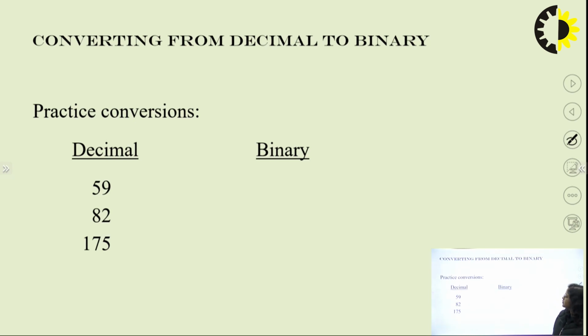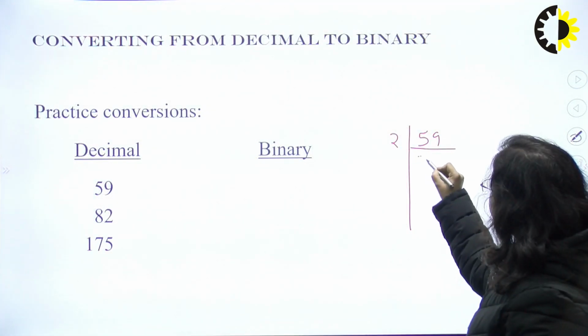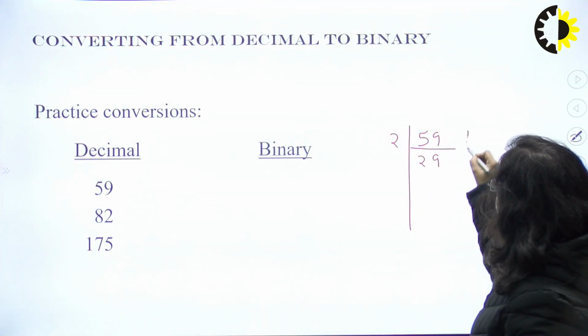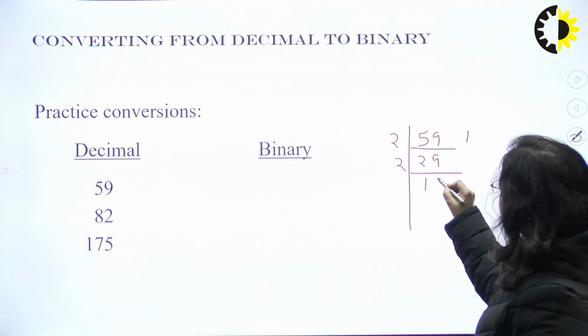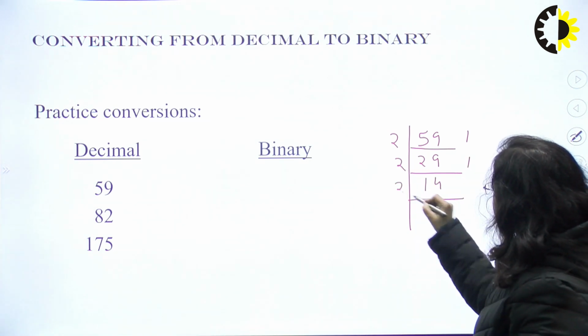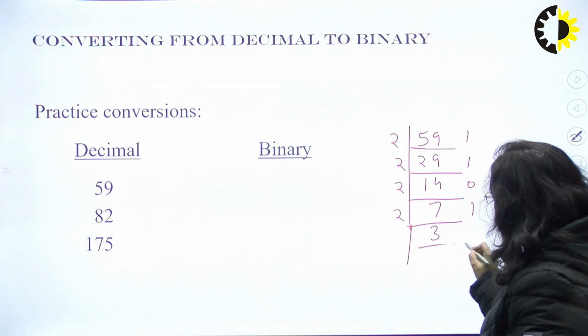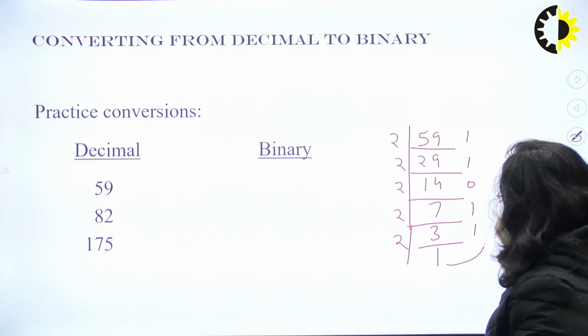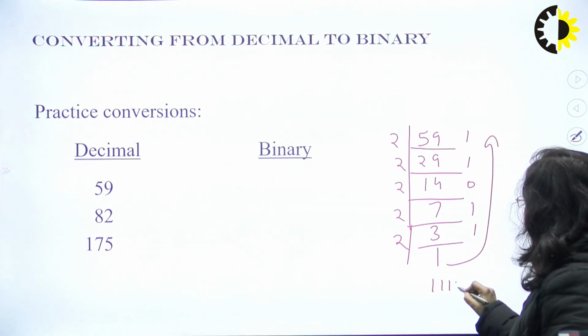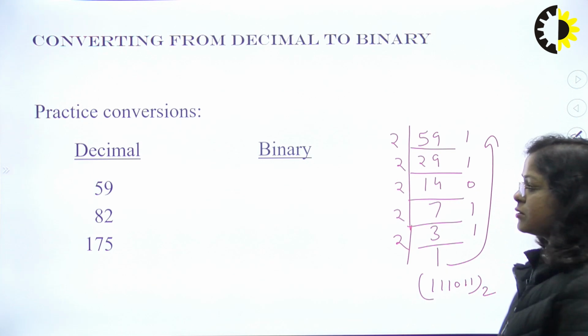And for decimal to binary, we have already seen that we divide the number by 2. I will do only one and then leave the rest for you all to practice. So 2 2s are 4, remainder 1; 2 9s are 18, remainder 1; 2 1s are 2, 2 4s are 8, remainder 1; 2 7s are 14, remainder 0; 2 3s are 6, remainder 1; 2 1s are 2, remainder 1. So the number is 111011 to the base 2.